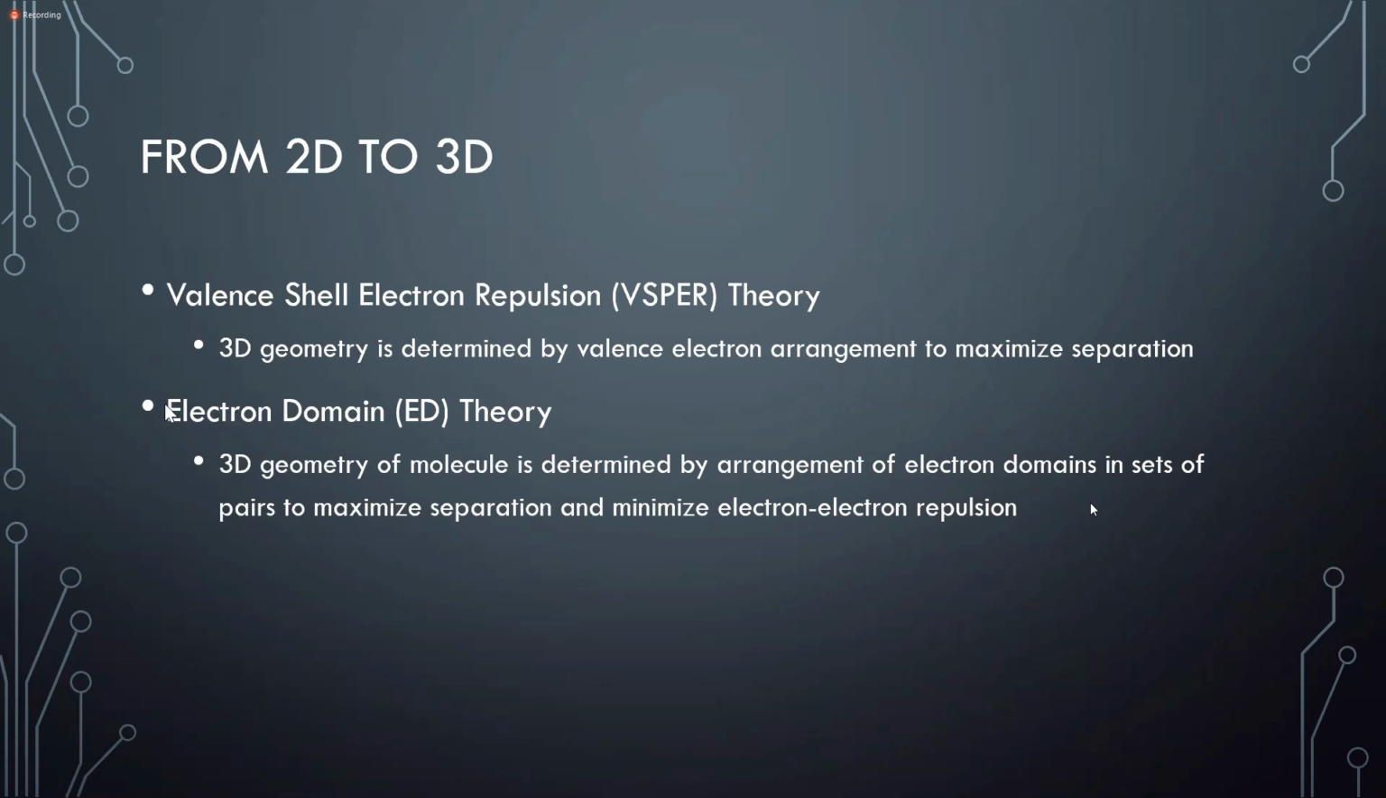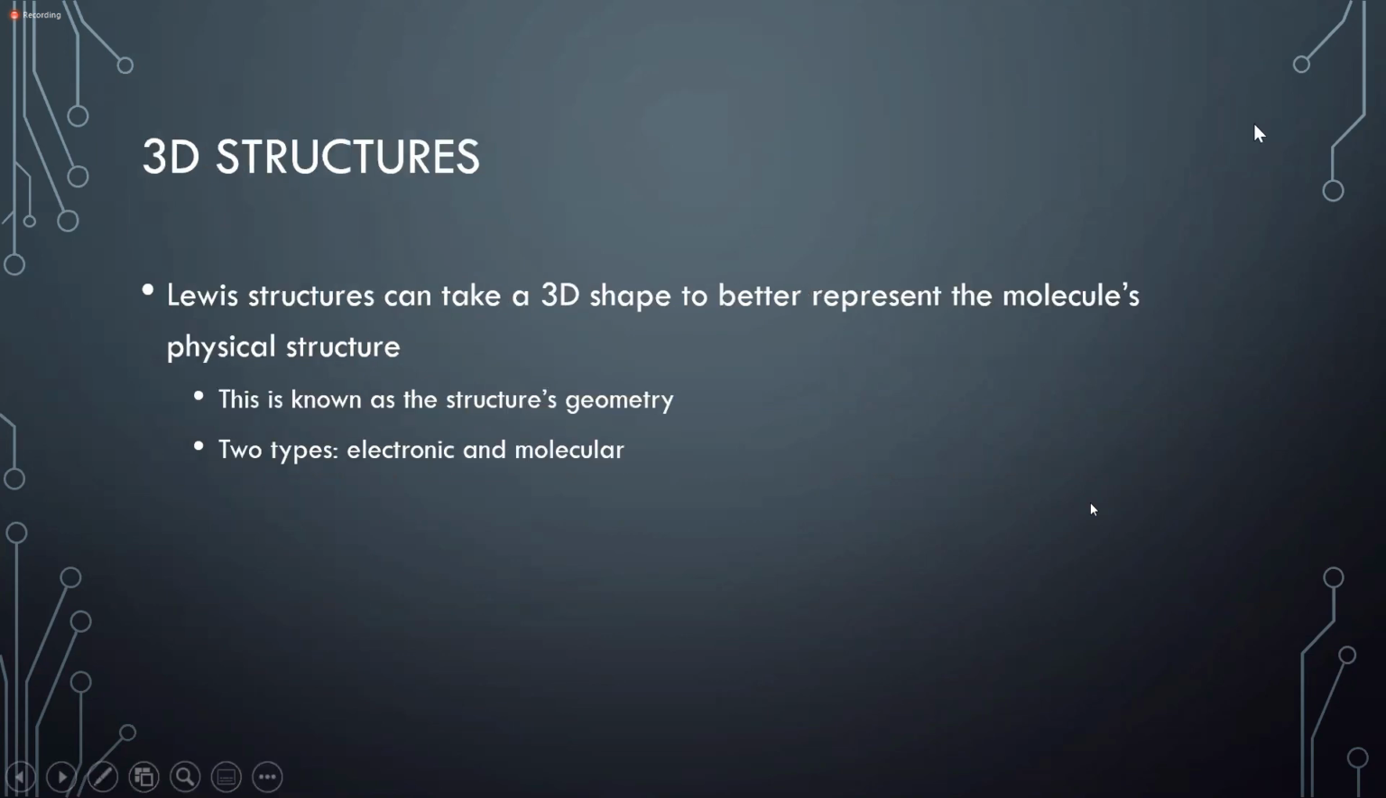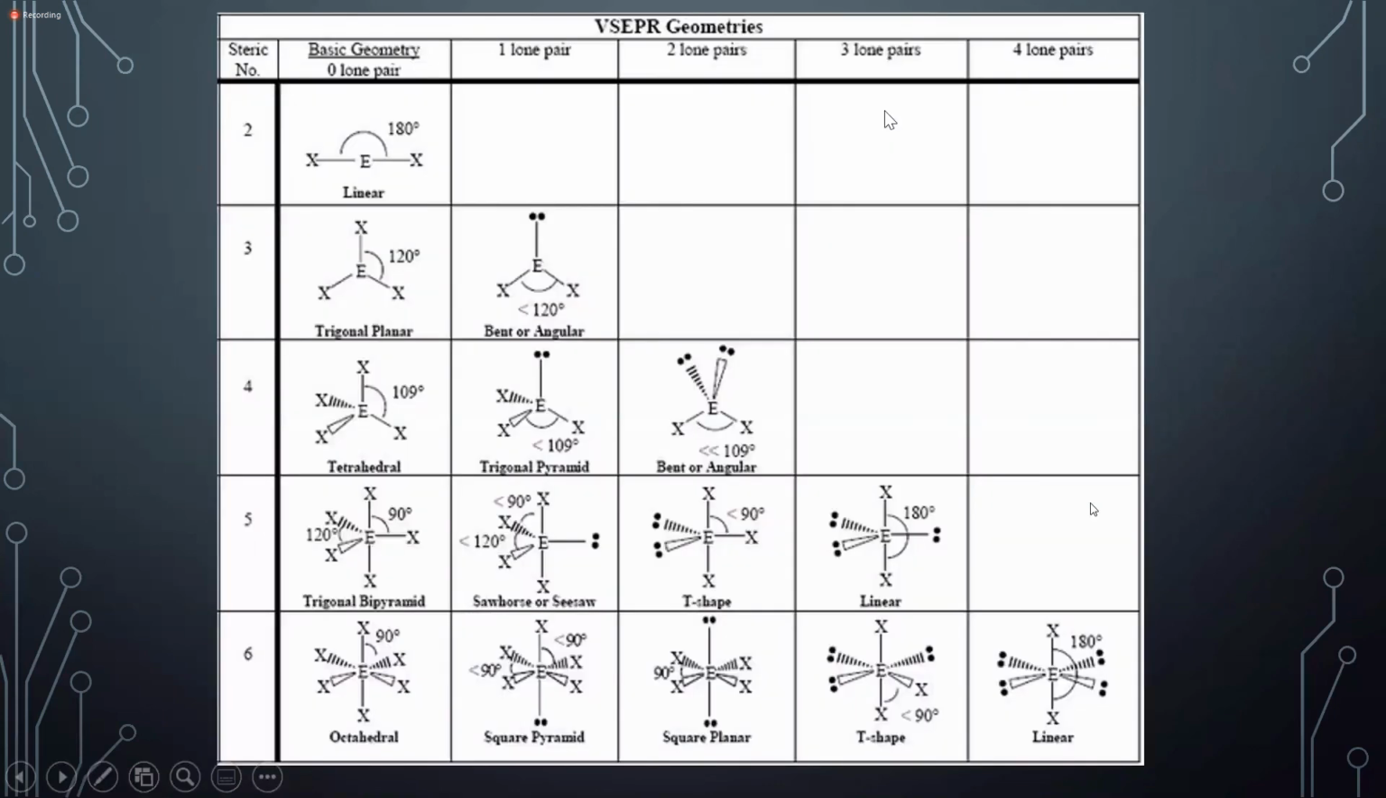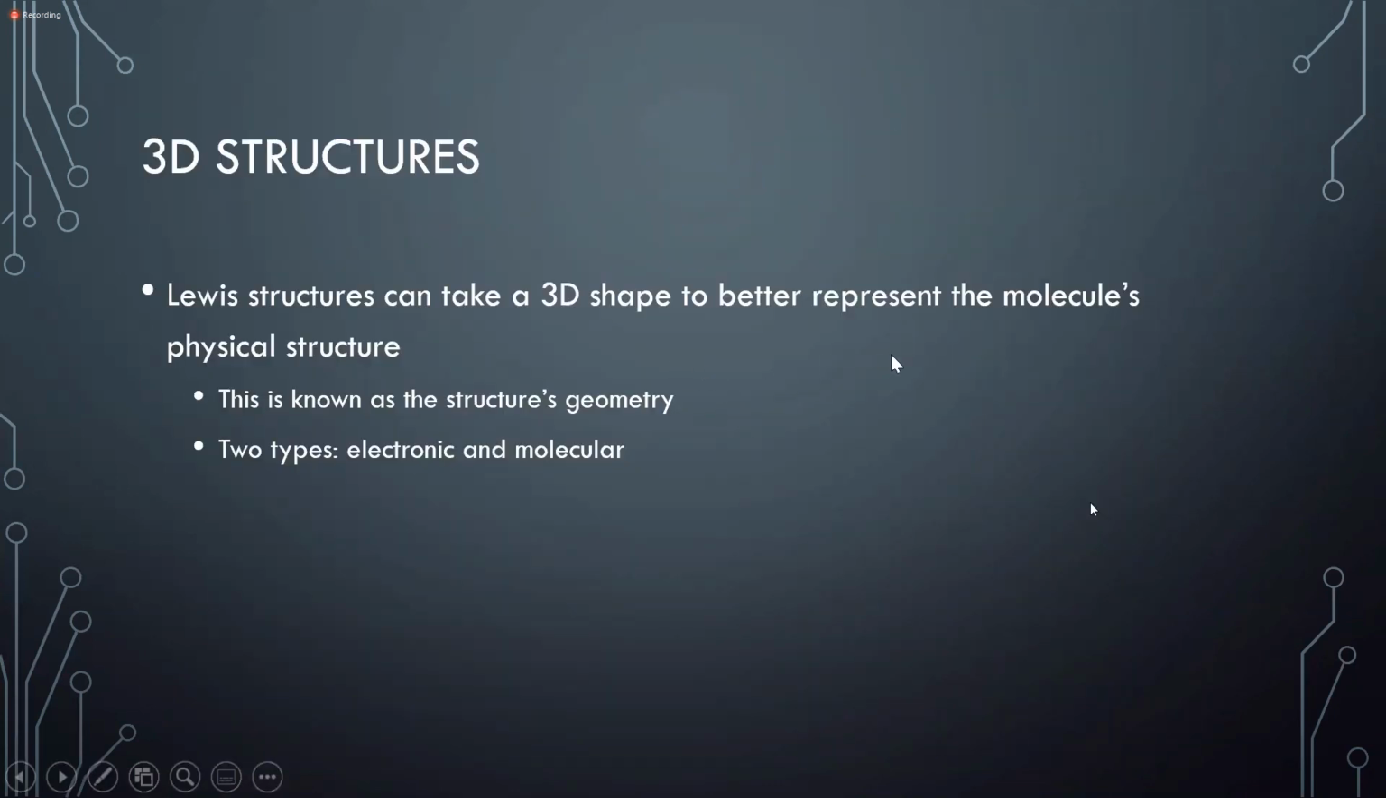So yes, we talked about electron density theory, which is basically saying that these 3D geometries are determined by the arrangement of electron domains. They basically just want to maximize the separation between them to minimize those electron repulsions. So these Lewis structures take on 3D shapes, and we're going to call them our geometries. We talked about 2 different kinds of geometries, which are our electron geometries and our molecular geometries.